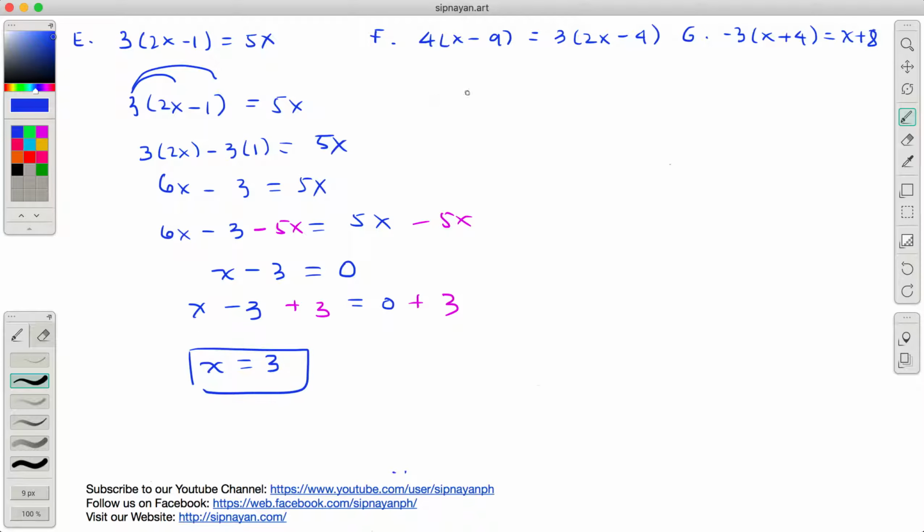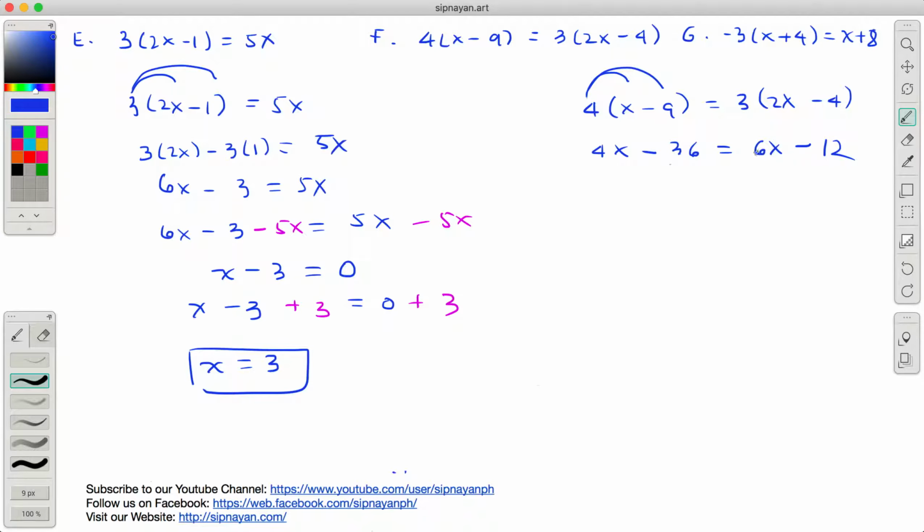Okay. Letter F, we have 4 times x minus 9 equals 3 times 2x minus 4. And again, we distribute, no? The distributive property. Sorry, hindi substitute, but distribute. So 4 times x is 4x. And then I have a minus. 4 times 9 is 36. And then 3 times 2x is 6x. And then I have a minus here. And 3 times 4 is 12, no?